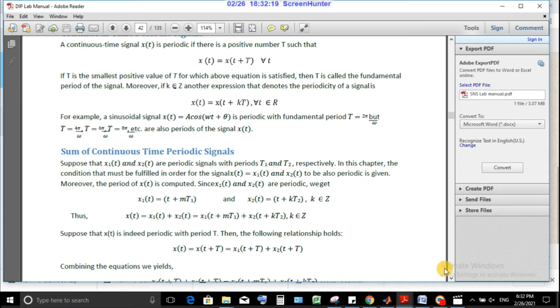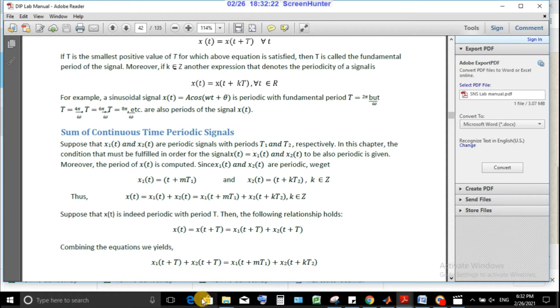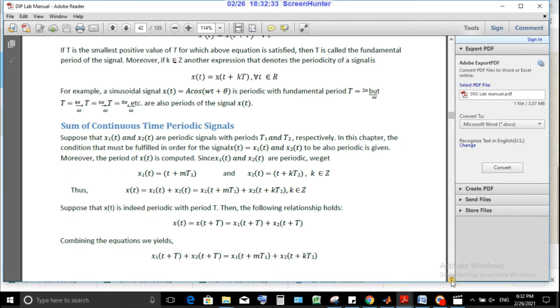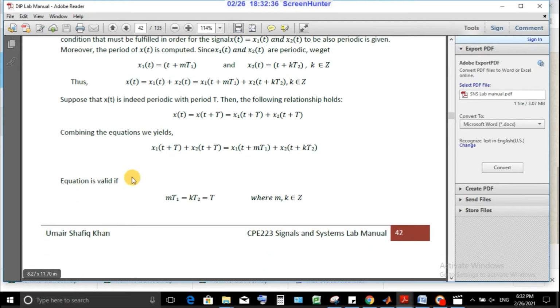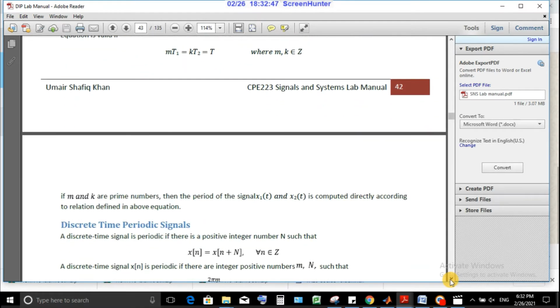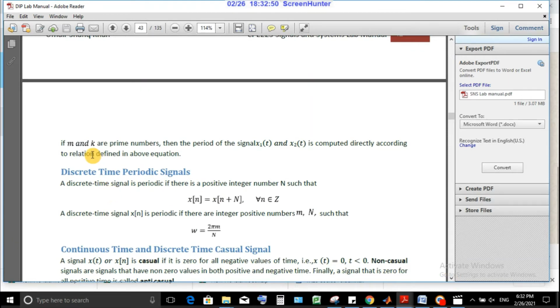Combining the equations, x1(t + T) + x2(t + T) = x1(t + mT1) + x2(t + kT2). The equation is valid if mT1 = kT2 = T, where m and k belong to Z. If m and k are prime numbers, then the period of signals x1(t) and x2(t) is computed directly according to the relationship defined in the above equation.